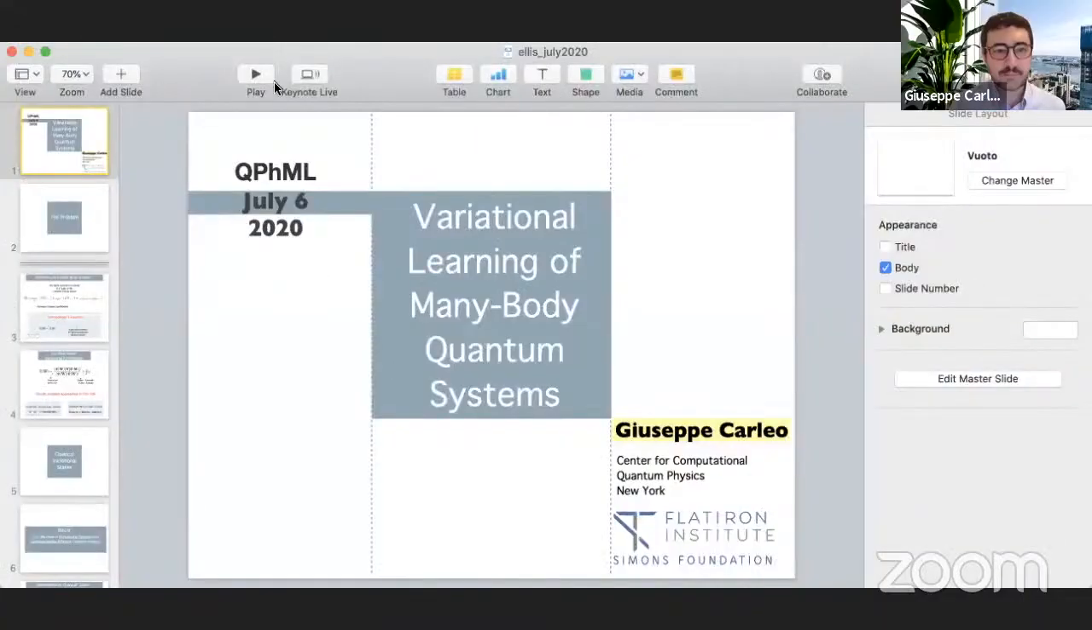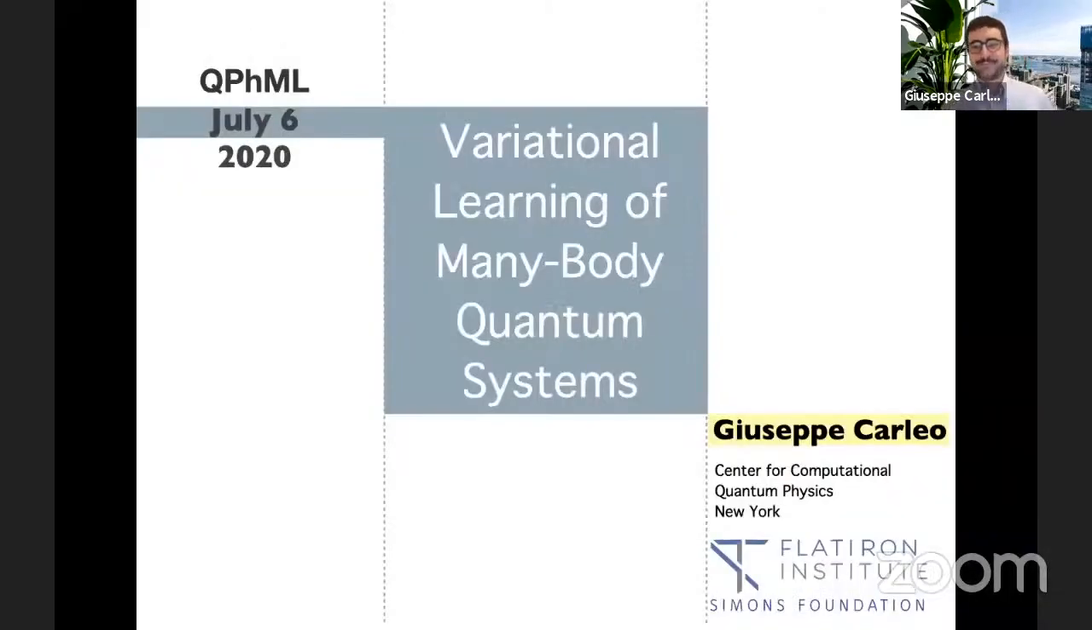So, variational learning of many-body quantum systems. We are going to discuss complex quantum many-body interactions.